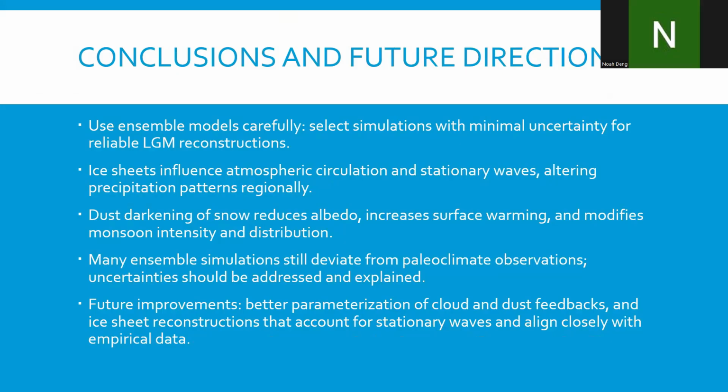Another key mechanism is the effect of dust on snow. When snow is darkened by dust, its albedo decreases, which then increases surface warming. This warming can then influence monsoon patterns and precipitation distributions. Despite advances in models, many ensemble simulations still show deviation from paleoclimate observations. These uncertainties need to be clearly explained and addressed, particularly in frameworks like PMIP.